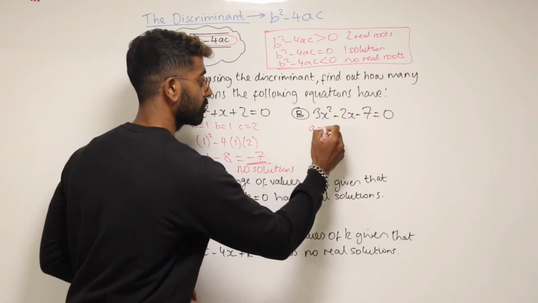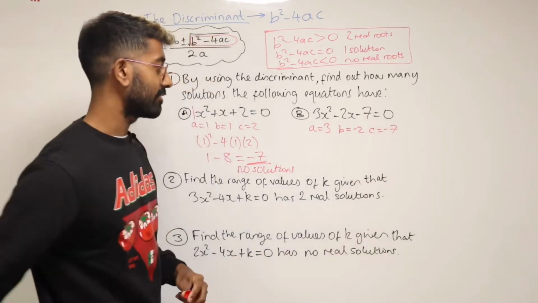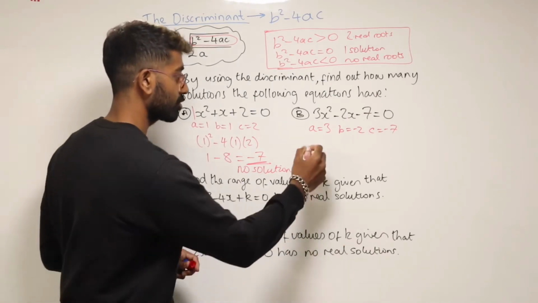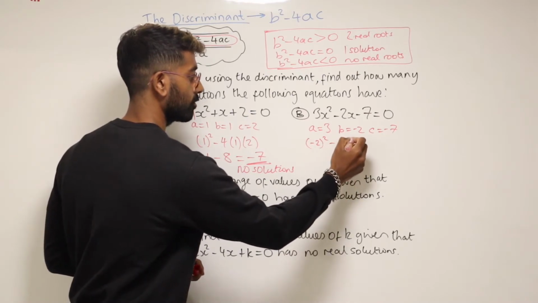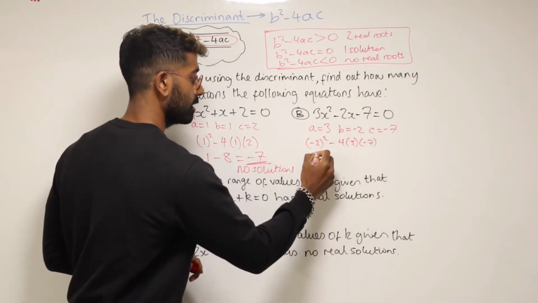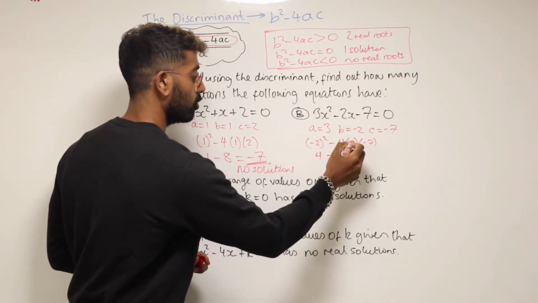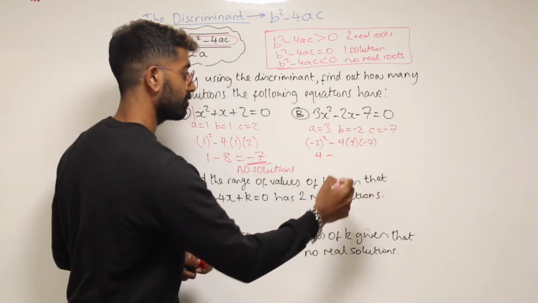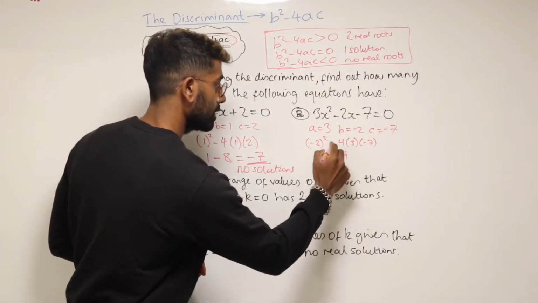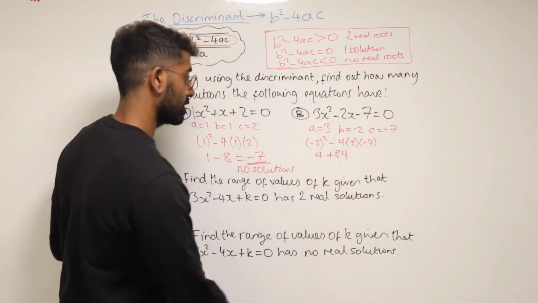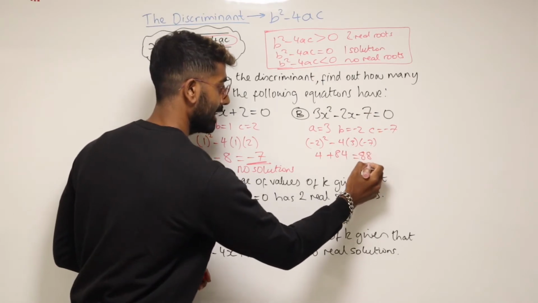So a would equal 3 this time, b would equal minus 2, and c would equal minus 7. Let's plug that into the discriminant. We'll have minus 2 squared, take away 4 lots of 3 times by minus 7. So minus 2 squared, that's 4, minus 4 times by 3 is 12, 12 times by 7, 84. And actually, because you've got a minus and minus there, that's going to be a plus. So when you add these together, we actually get 88.